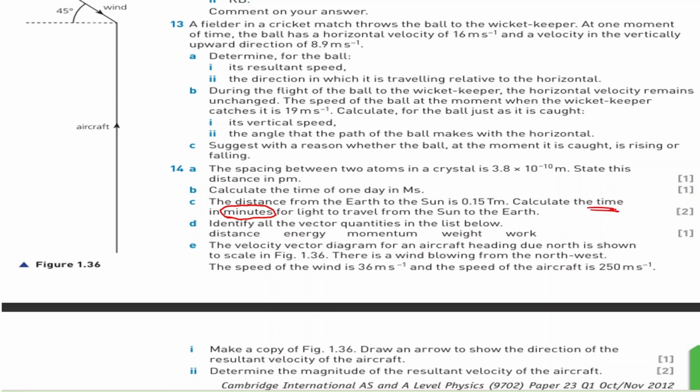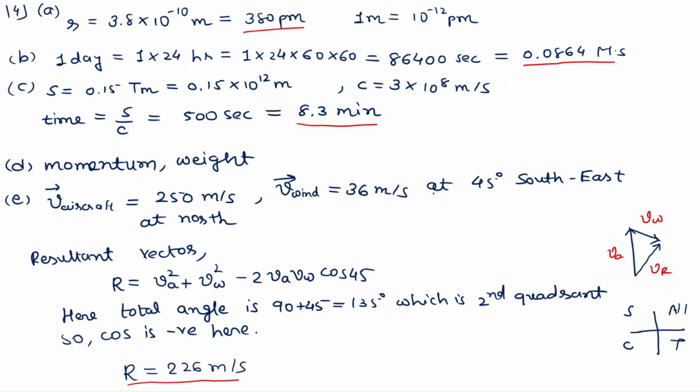We have to calculate the time in minutes for light to travel from Earth to Sun. For this, we need the distance between these two, which is 0.15 terameter, meaning 0.15 times 10 raised to 12 meter. So convert it to the SI base unit. Now we all know that the speed of light in space is 3 times 10 raised to 8 meter per second. Apply a simple formula, which is speed.